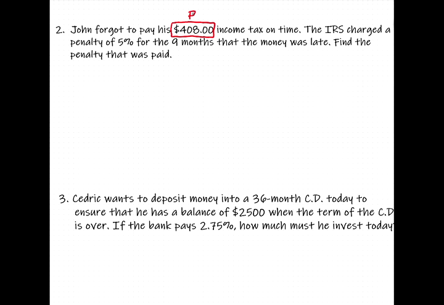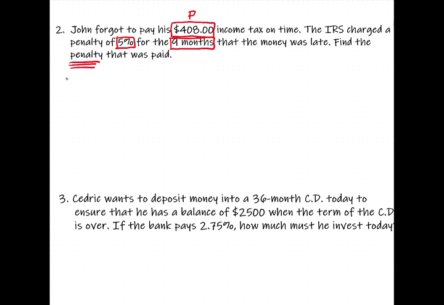The IRS charged a penalty of 5% for 9 months. Find the penalty that was paid. So be careful here. We're not asked for the total amount that John owes. We're not looking for the future value. We're just looking for the penalty that was paid. So the penalty is the 5%. So that's interest. So we're looking for interest.